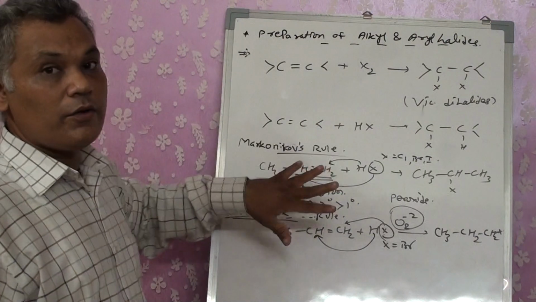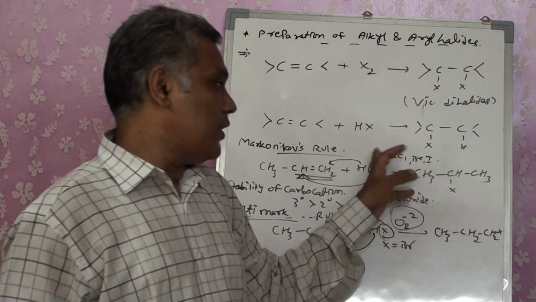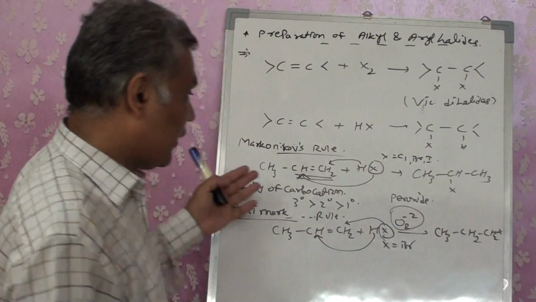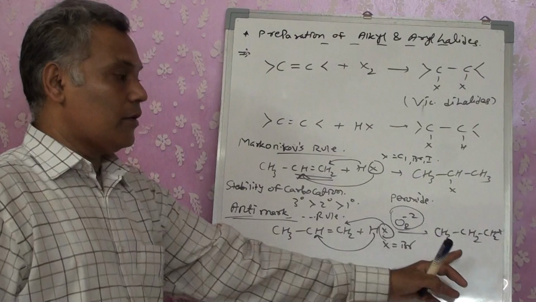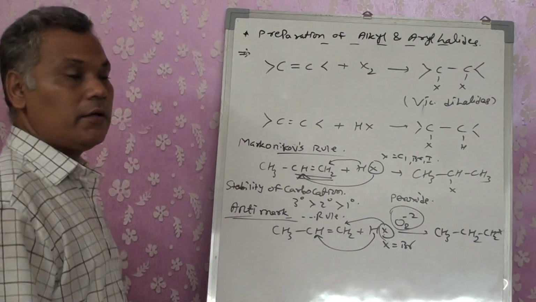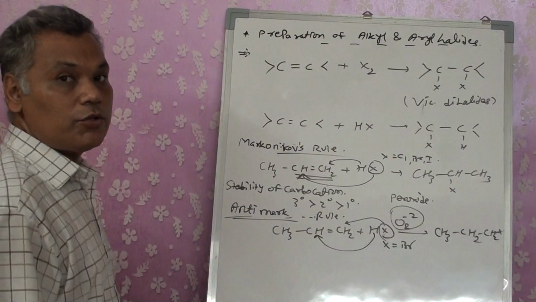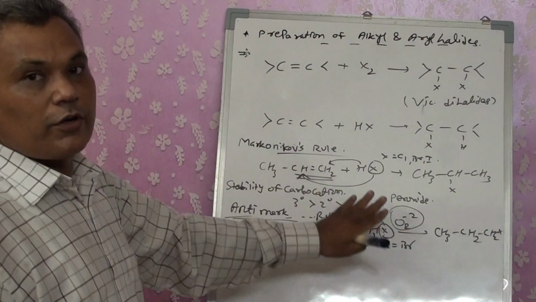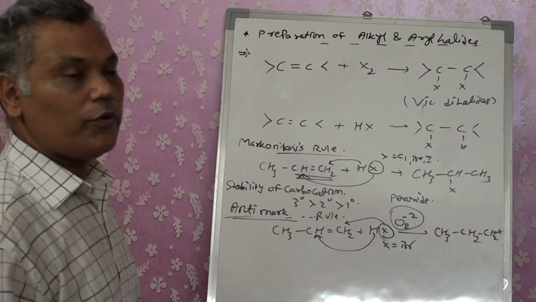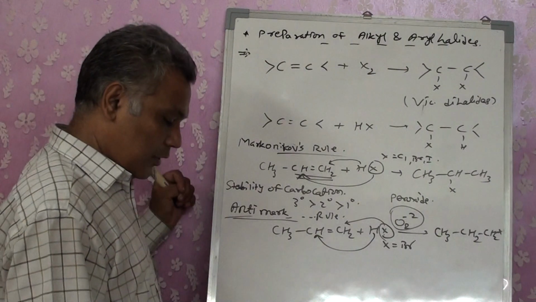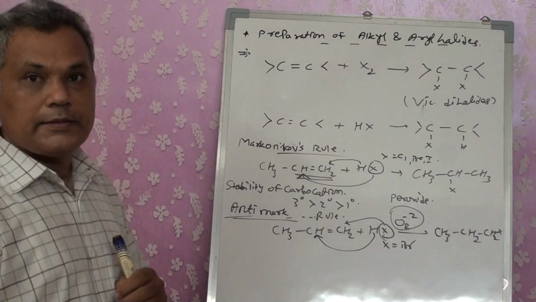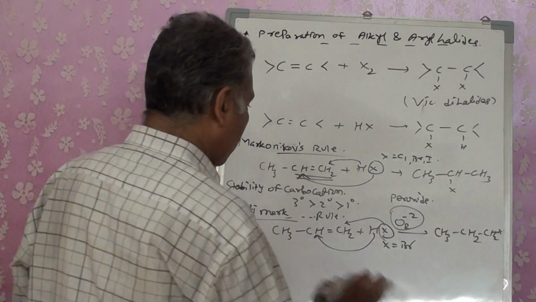When you are doing it, you have to be careful where the halogen goes and where the hydrogen goes. The product will change. It is a secondary halide in one case and a primary halide in the other. So remember it. Whether I go in presence of peroxide or in absence of peroxide, the reaction will change. Okay, is it clear? Okay, next one.